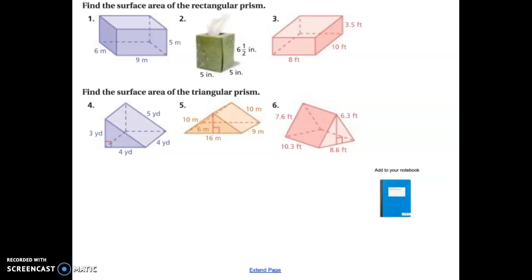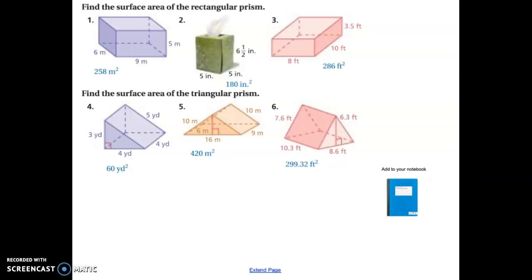So go ahead and pause the video. Do these 6 problems in your notebook. This is a really good test. There's a lot of measurements here. Make sure you get the measurements right. Really think about things. And then pause the video, do this work, and then see you on the next slide.